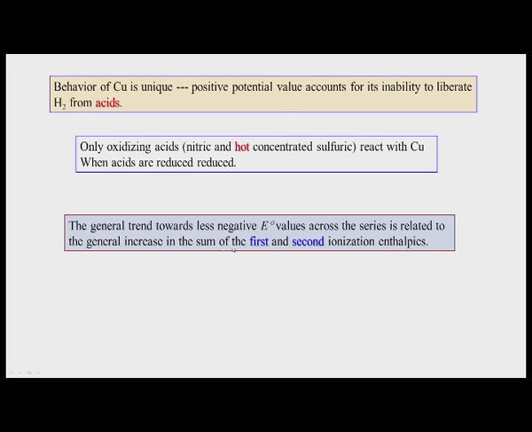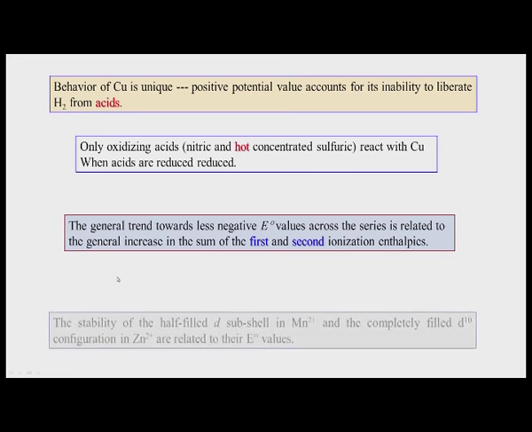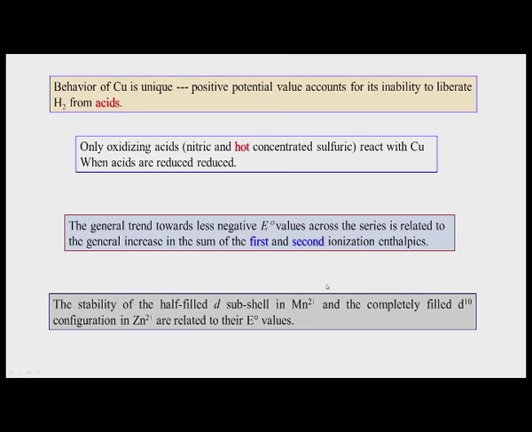So, the general trend towards less negative E0 values across the series is related to the general increase in the sum of the first and the second ionization enthalpies, the IE values. IE values are always important, because we do not know the trend, whether your IE1 is more than the IE2, and when we sum these two, we get the overall IE value for electron transfer from the M0 state. And there is a difficult thing where we can understand the half filled shell or the full filled shell, that means manganese in the plus 2 state.